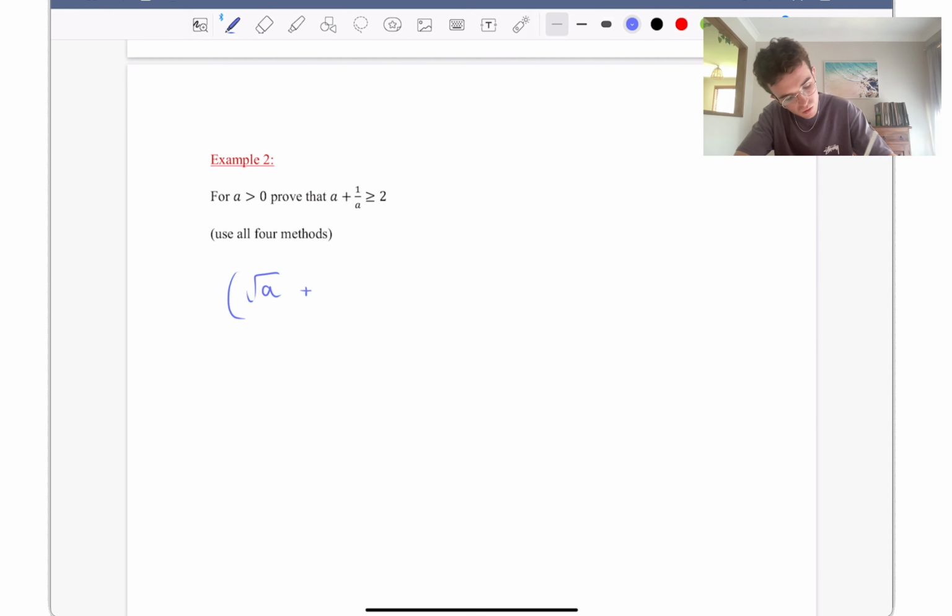Root a plus 1 on root a squared is greater than or equal to 0. If we square that, we're going to get a minus 2. I think I said put a minus here. Yep, that was the strategy. We put a minus here. Plus 1 on a. Still greater than 0. And we're done. A plus 1 on a is greater than or equal to 2. So that's method 1.